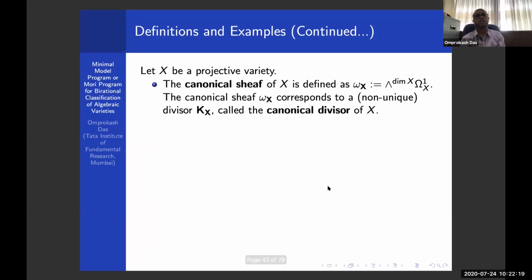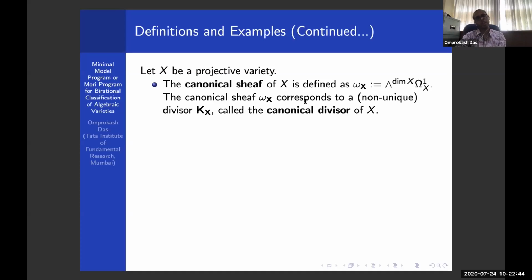Next, let's go to something called the canonical sheaf. So you have a projective variety X. Look at omega 1 of X, that is the sheaf of differential 1-forms. Go to its top exterior power. That is a sheaf of rank 1. Actually, here you may need to take a double dual. I forgot to write that down here, sorry, there's a typo. Anyway, this is called the canonical sheaf.